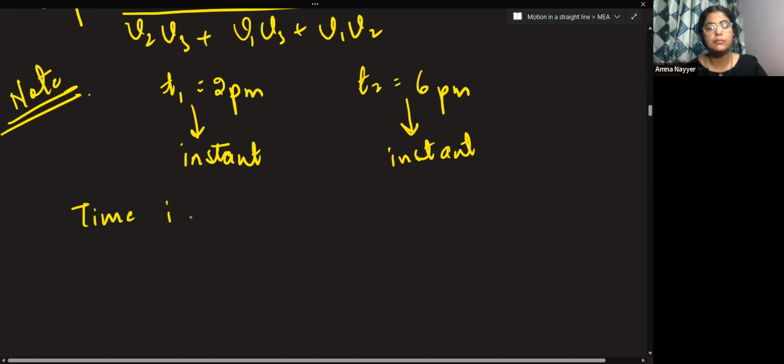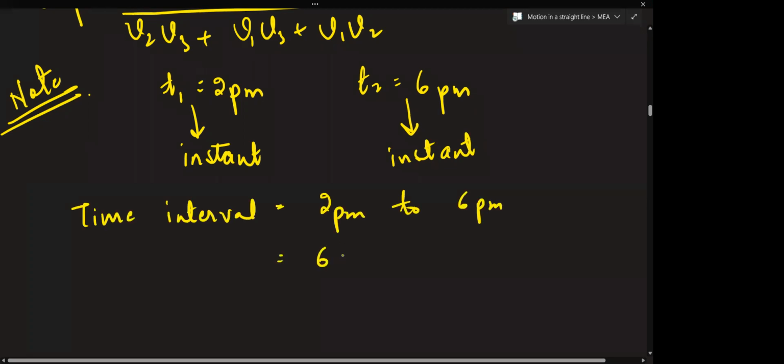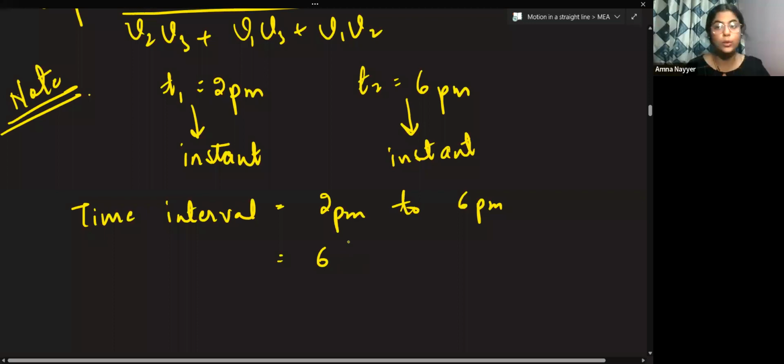Time interval is basically from 2 p.m. to 6 p.m. It's like between two instants, the time lag between two instants basically. So this becomes 6 minus 2, that is 4 hours. So I'll say 4 hours has passed and 4 hours is the time interval.